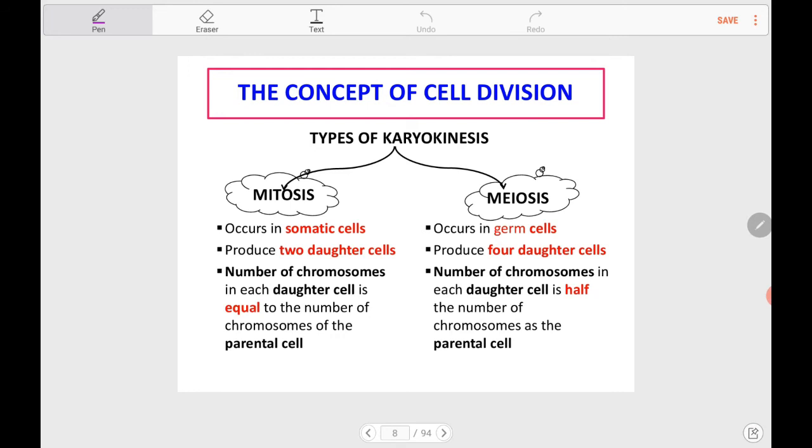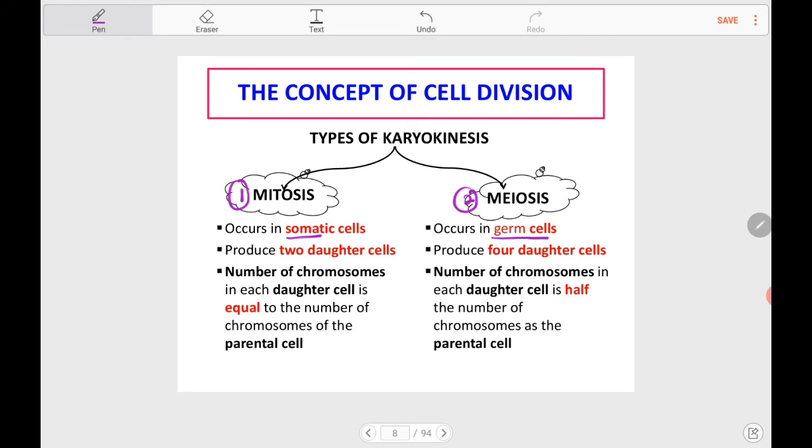So there are two types of Karyokinesis. So the first one is mitosis, the second one is meiosis. So mitosis occur in somatic cell. So what is somatic cell? Somatic cell is basically all the cell that is present in our body that is not considered as a germ cell.